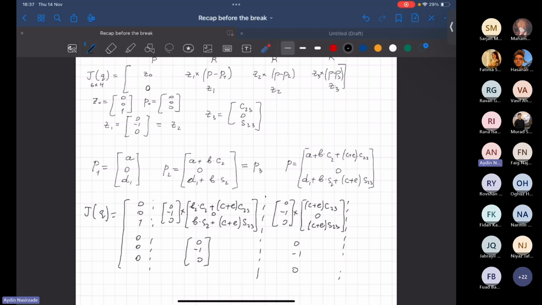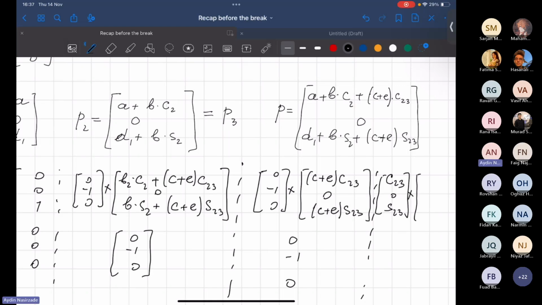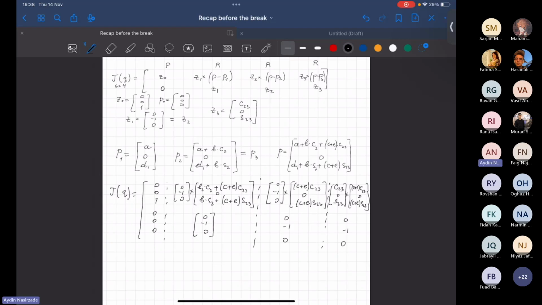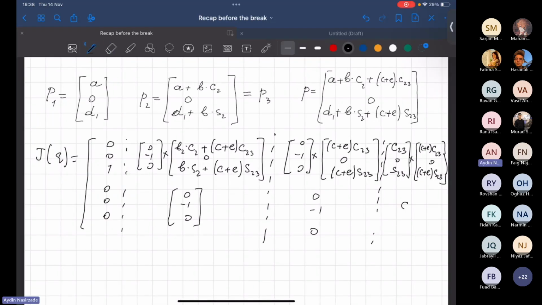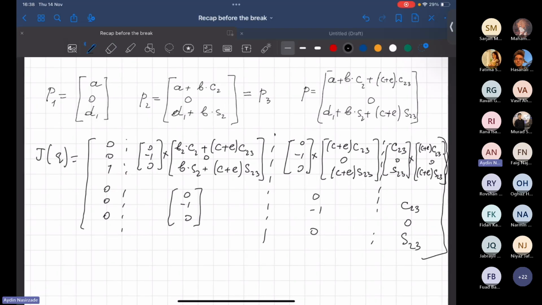And finally Z3, which is cosine of theta 2 3, 0, sine of theta 2 3, cross product P minus P3. Oops, yes, the same thing. C plus E cosine of 2 3, 0, and C plus E sine of 2 3. And we have 0 minus 1 0 here because Z3 was cosine 2 3, 0, and sine of theta 2 plus theta 3. And this is the whole matrix.